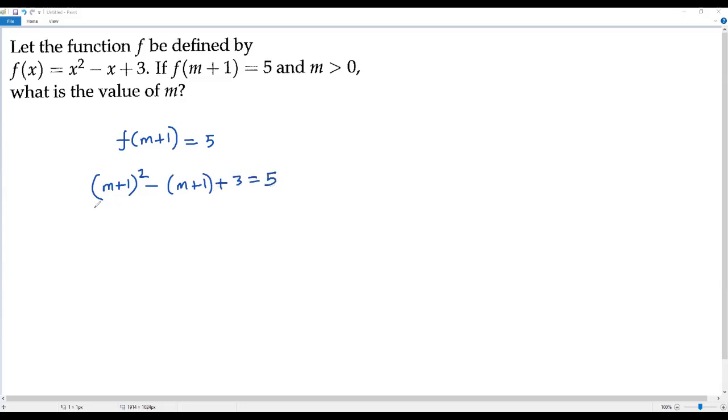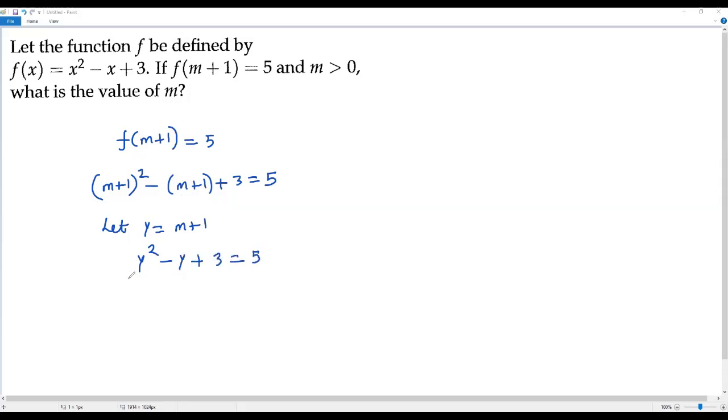Now we have to solve for m in this equation. To make the solving process easier, I'm going to assign a new variable y for m + 1, so that we'll have a quadratic equation in a single variable. Otherwise, I have to expand the square of the binomial, which will be time consuming. So wherever I find m + 1, I can plug in y. It becomes y² − y + 3 = 5.